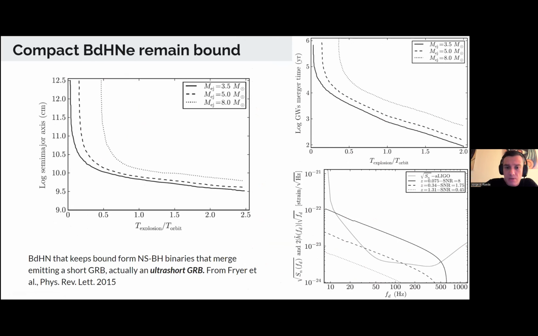We show actually that for the most compact binaries, they don't only form a black hole, but that they can keep a bound. Laura mentioned that in her talk yesterday afternoon. BdHN type 1, in which you form a black hole, most likely keeps a bound as a neutron star black hole binary. We estimate the merger time. This was the merger time for that short GRB that we call an ultra short GRB.